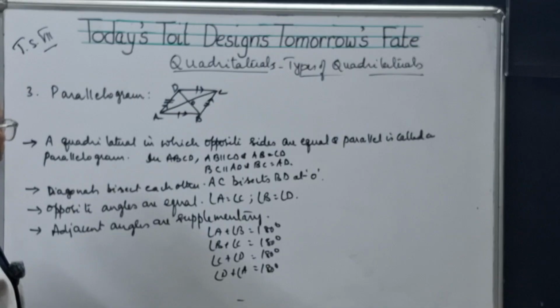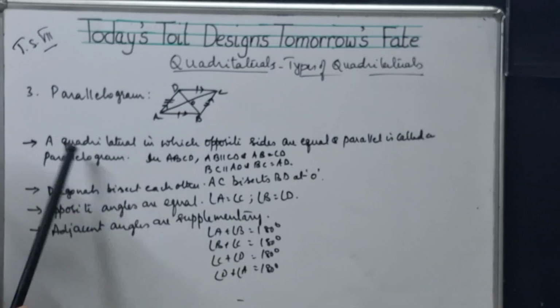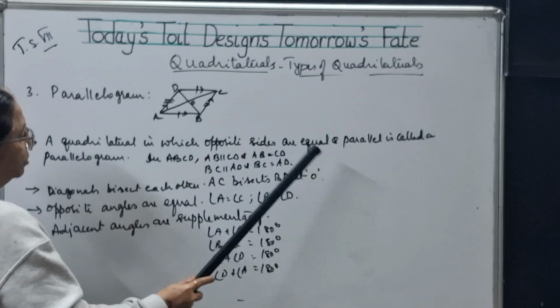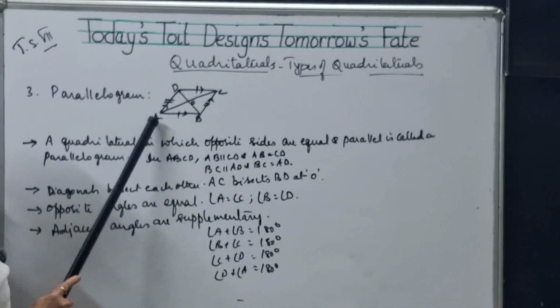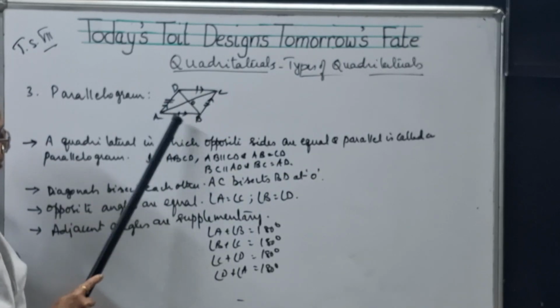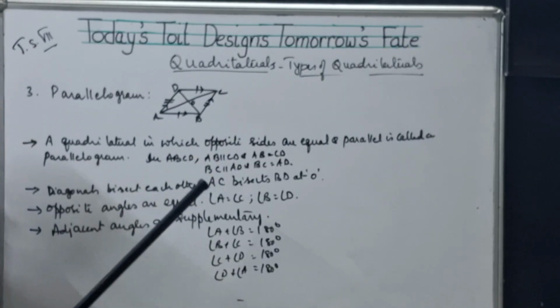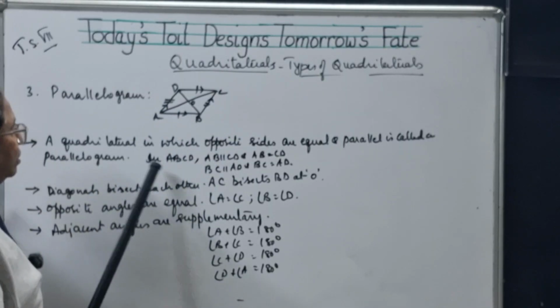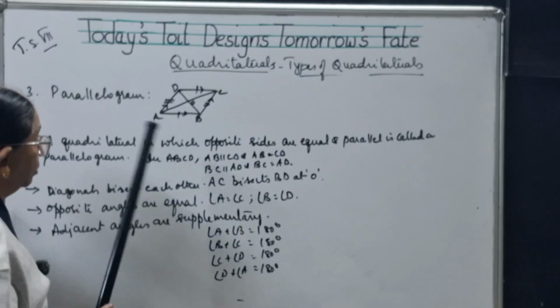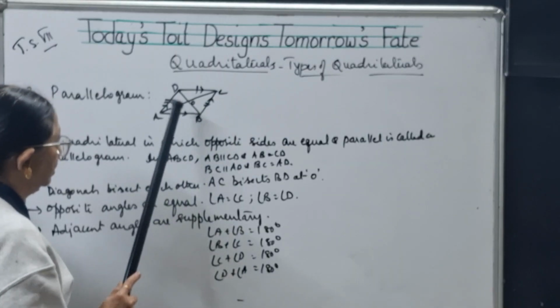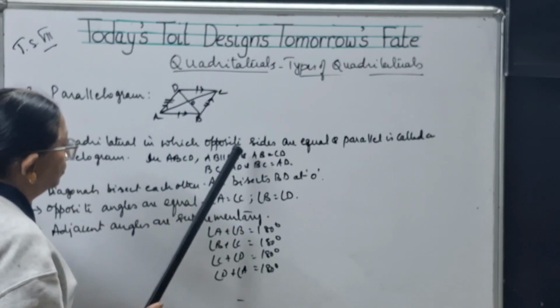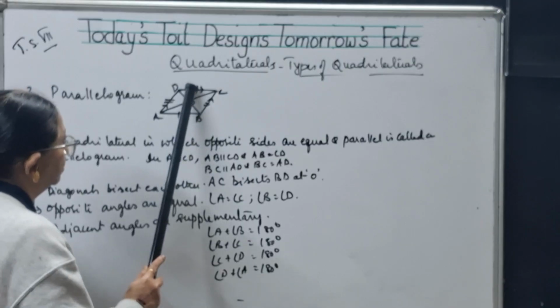Now the next quadrilateral is the parallelogram, children. Parallelogram means a quadrilateral in which opposite sides are equal and parallel. So this is ABCD. These two are opposite sides, these two are opposite sides. They are equal and parallel. And that figure is called a parallelogram. So in ABCD, AB is parallel to CD and AB is equal to CD.